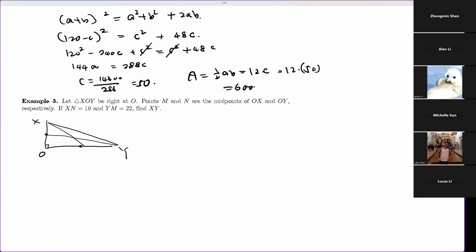Suppose this is N, and this is going to be M. So XN equals 19, and YM equals 22. And we have to find XY, the hypotenuse. Hypotenuse is C, right? So this is C.